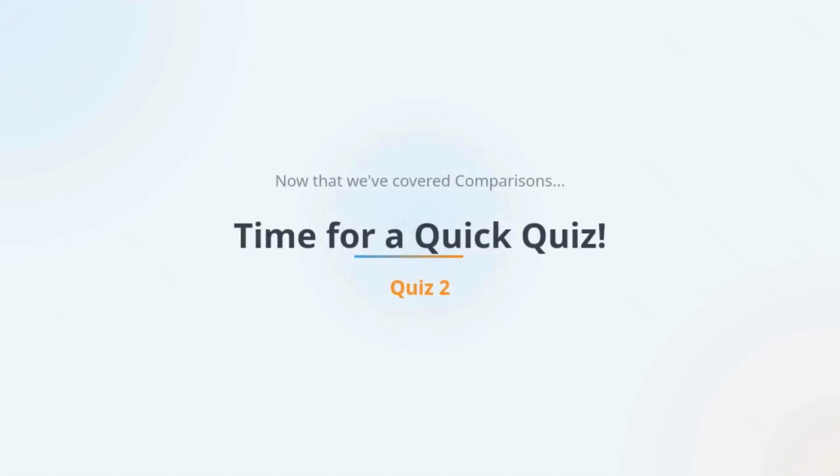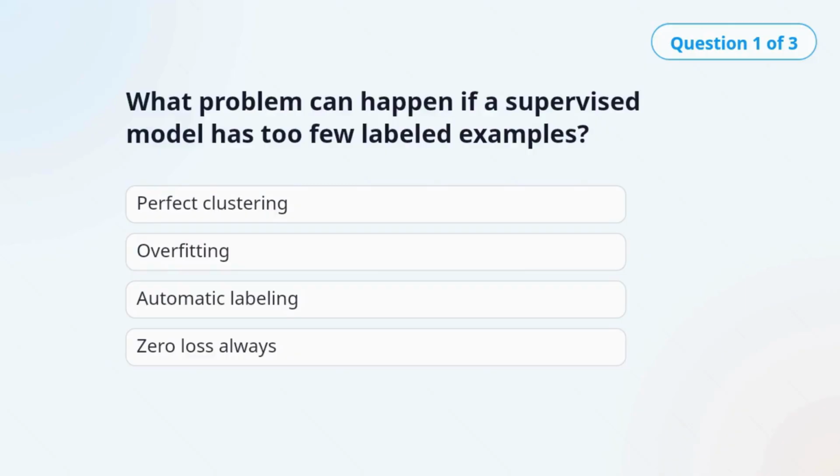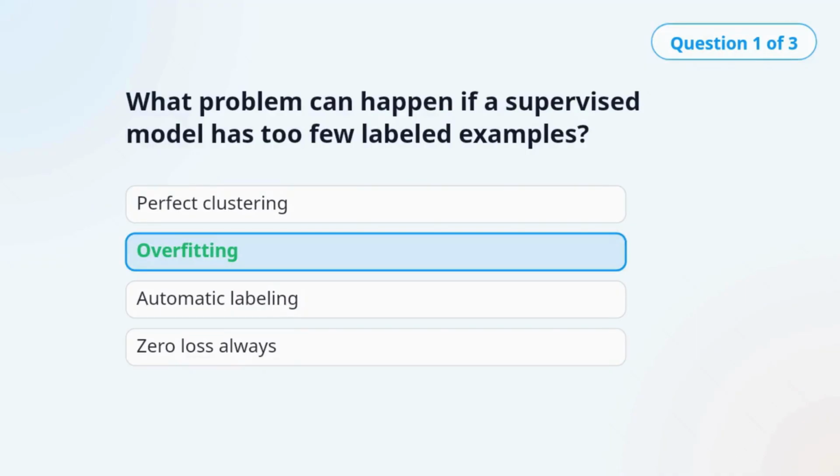Now that we've covered comparisons, let's test what we've learned so far. Here's quiz number 2. See if you can get it right. Question 1. What problem can happen if a supervised model has too few labeled examples? The correct answer is overfitting. With too few labeled points, the model may learn a boundary that fits training data but fails to generalize.